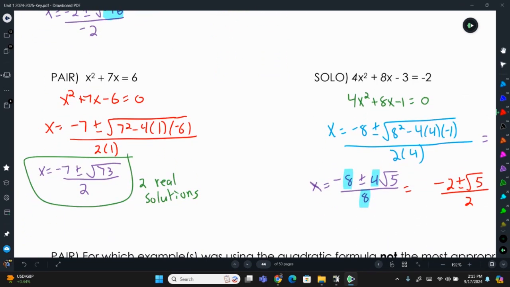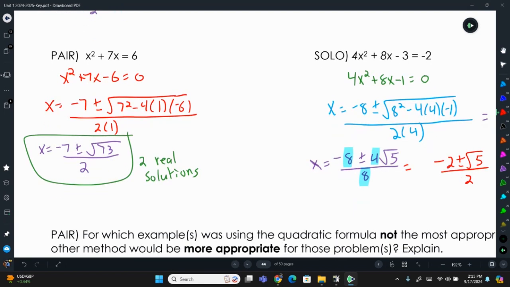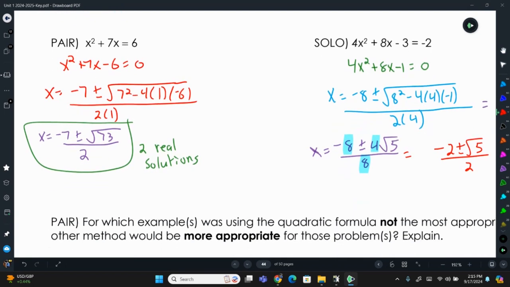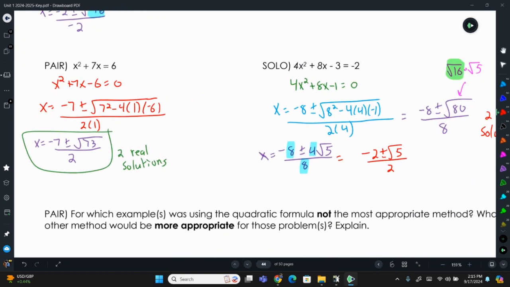Now these two, I would say the quadratic formula would work better because these are non-factorable. And completing the square is more efficient when you have a b value that is even and an a value that is 1. So the first pair problem has an a value of 1, but b is odd. So completing the square would look a little more messy. And the solo problem does have an even b value of 8, but a is 4, which again makes that a little bit messy. Still doable. You can still complete the square with both of these, but the quadratic formula was a bit easier.